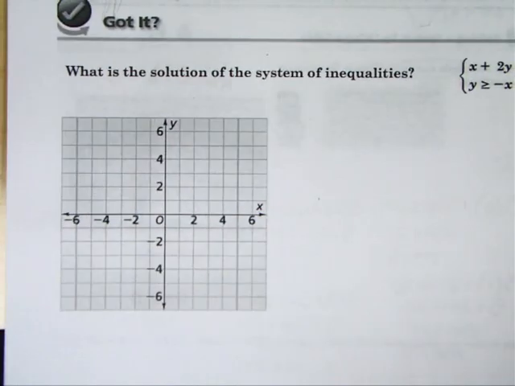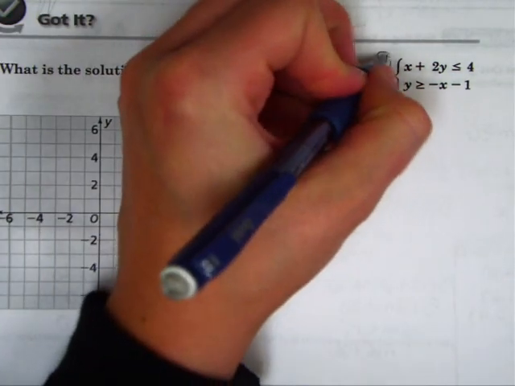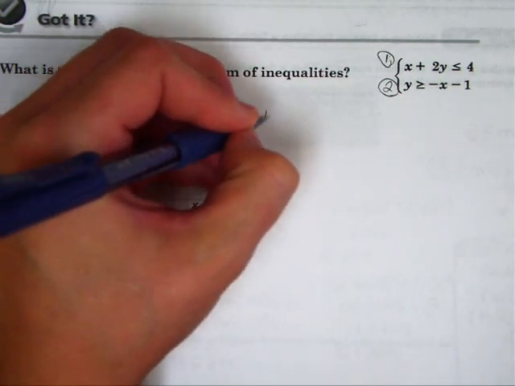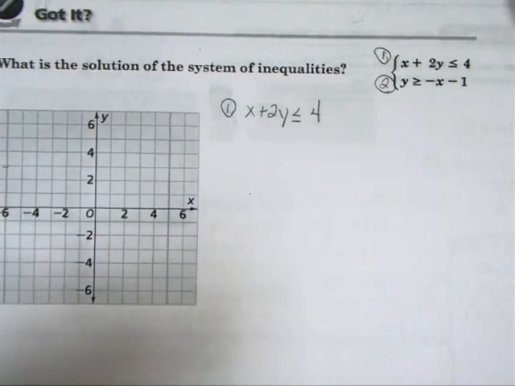Problem 2 is next. Again, these are not absolute value problems, so they will be straight lines, 1 and 2. Let's solve number 1 for y, so we can use y equals mx plus b, slope-intercept form.